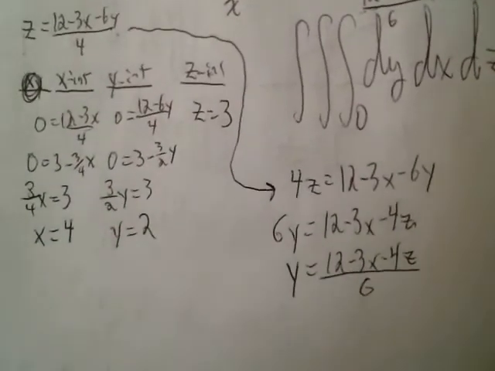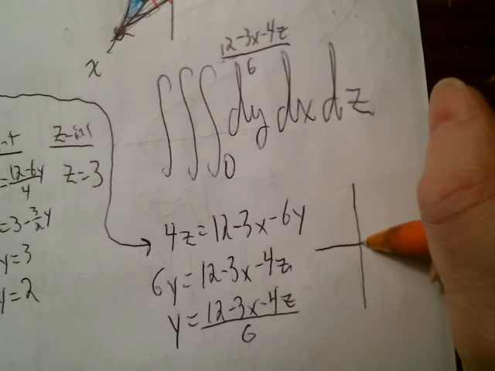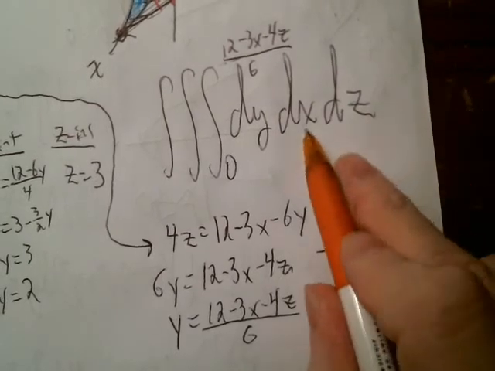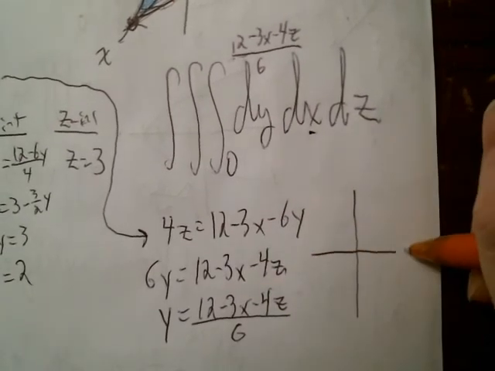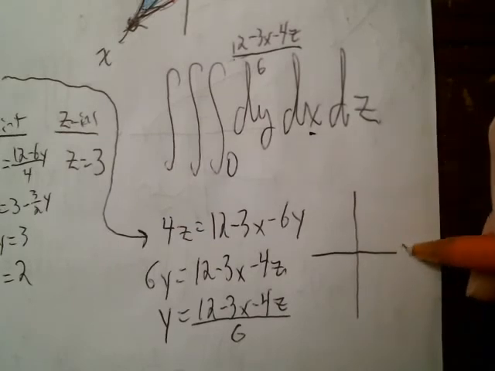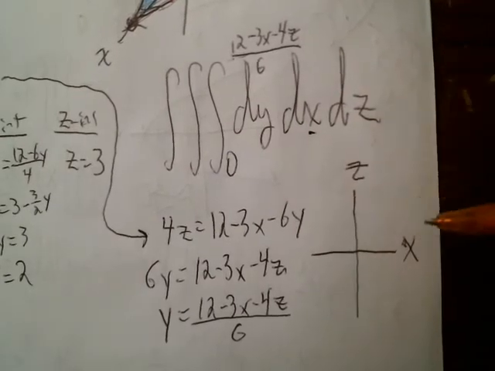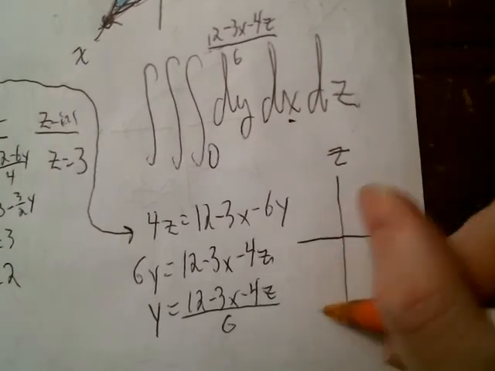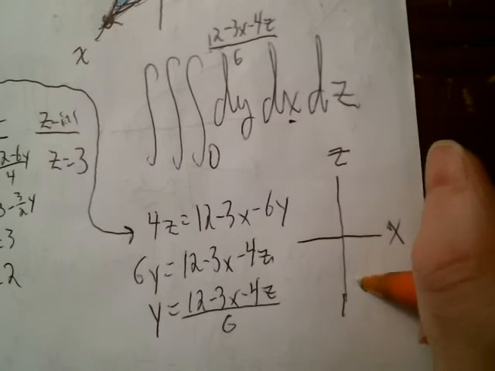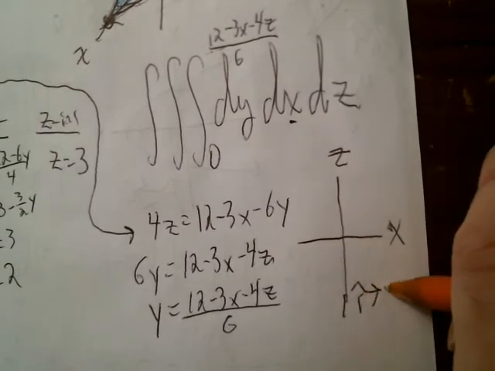Okay? And then you go to work in the xz plane, right? Because that's going to be your leftover variables now. So I have x equals some curve to x equals some curve, and then z equals some point to z equals some point. So the orientation here is in this direction.